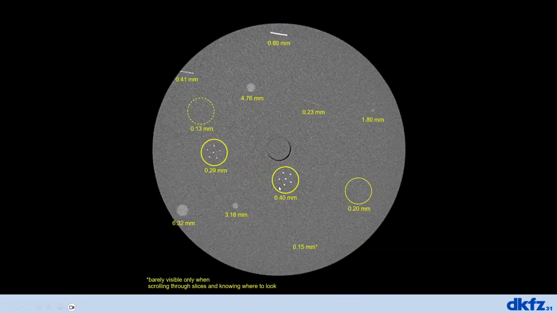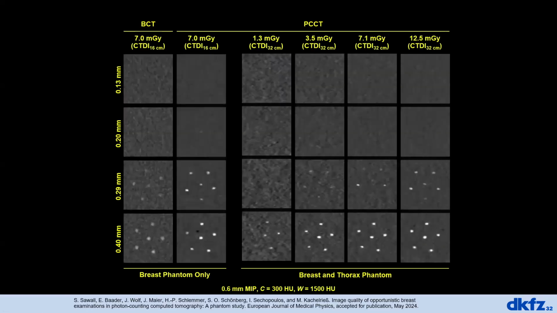So in breast imaging, one is often interested in calcifications, fibers, and of course in some masses or lesions that might be seen in these acquisitions. And this is also what this phantom contains. And we investigated how well these structures or lesions can be visualized in a photon counting CT system. This is shown on this slide for different dose levels.